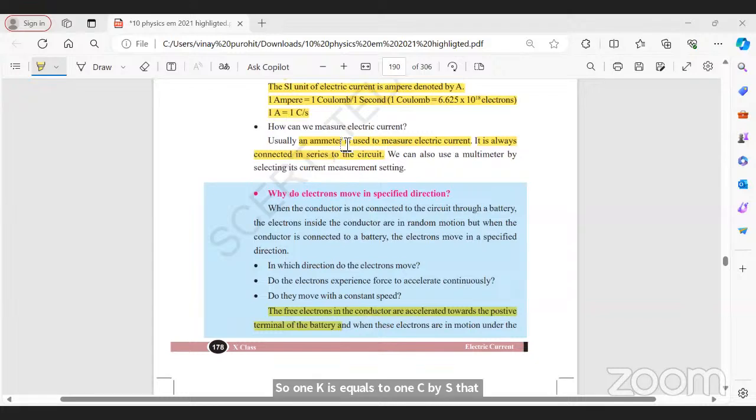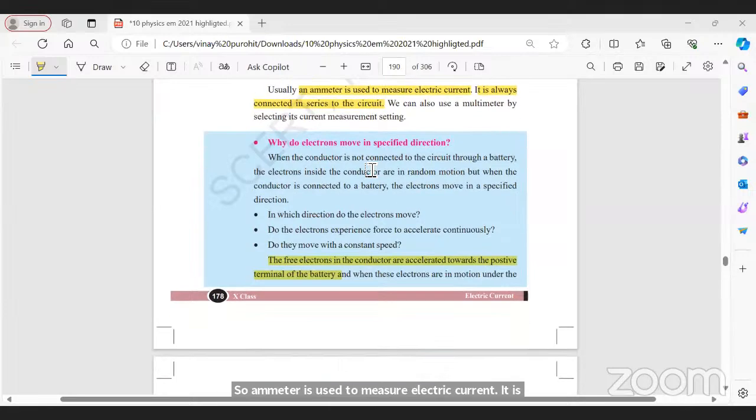Basically, we measure this electric current using an instrument called an ammeter. The ammeter is used to measure electric current. It is always connected in series in the circuit.